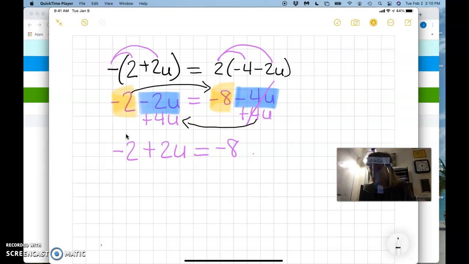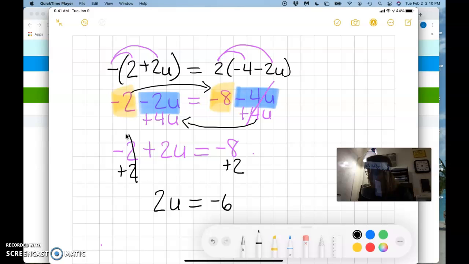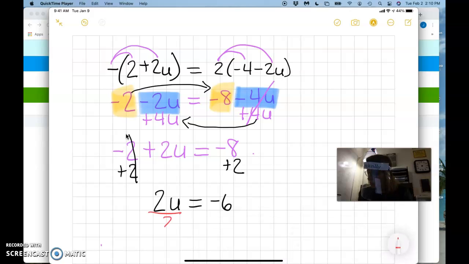So again, I'm going to look at what's happening. I'm going to do the opposite. Since it's a -2, I'm going to plus 2 to both sides. Bring down the 2u. -8 plus 2 is -6. Now my final step will just be dividing out the 2 to get that u alone, and u equals -3.